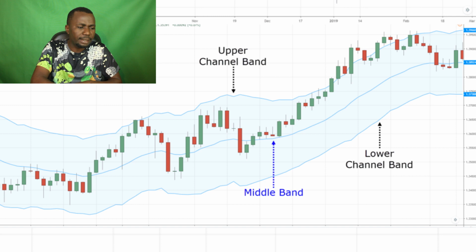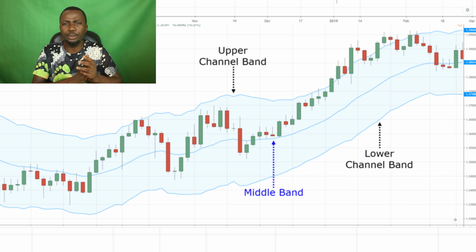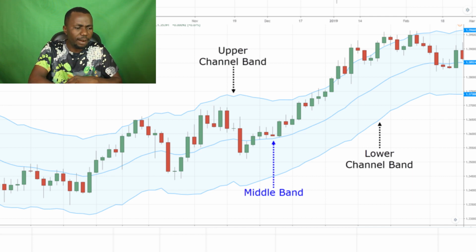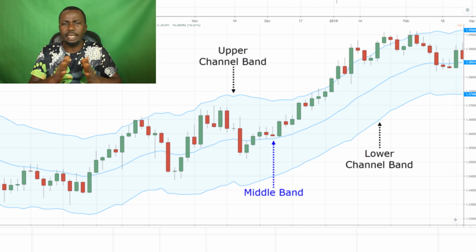Whenever price touches this upper line or crosses above it, it means that the price has entered into an overbought condition and sellers are preparing to push it down. And also whenever price touches the lower band or crosses below the lower band, then you know that the price has entered oversold condition and the buyers will soon step in and push the price up.